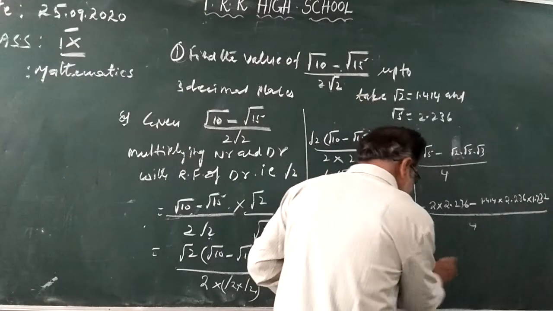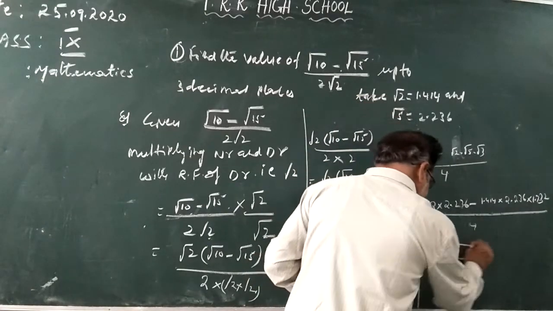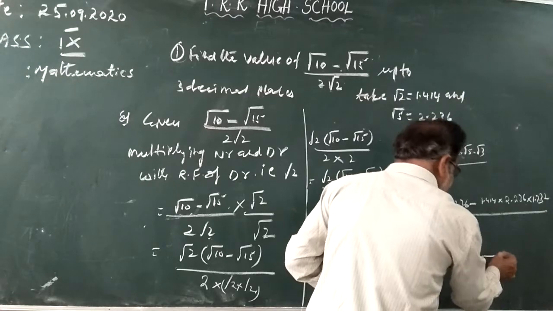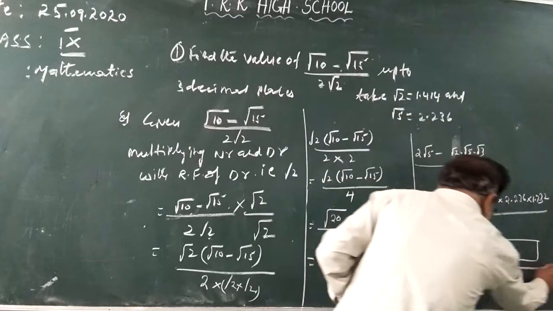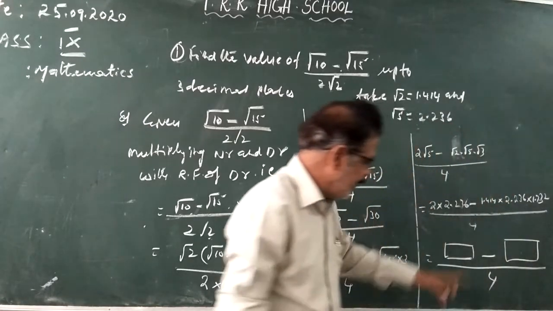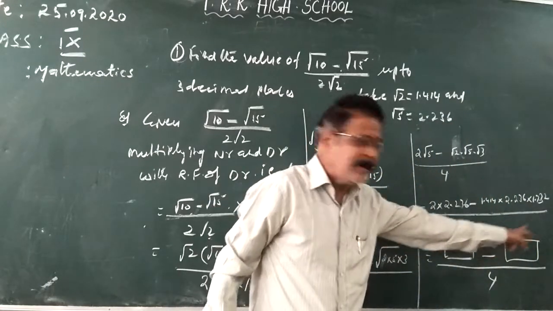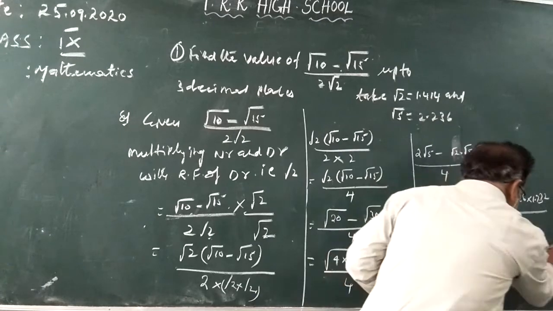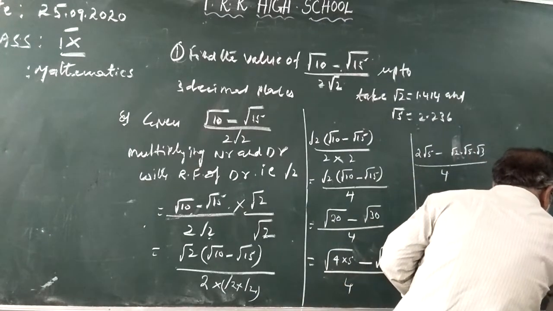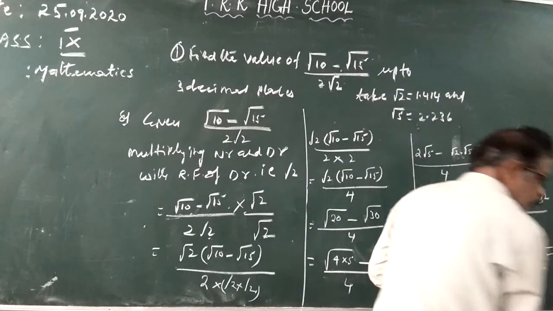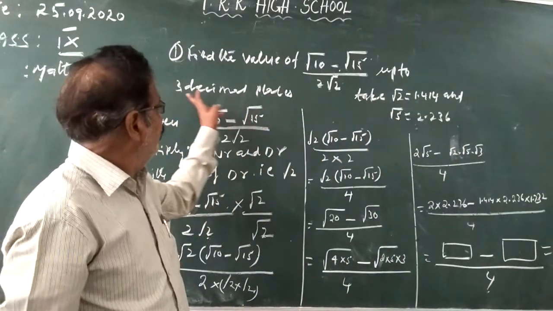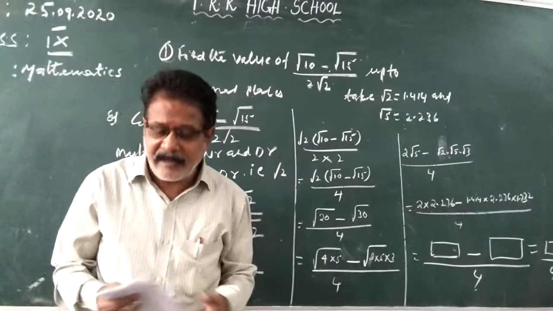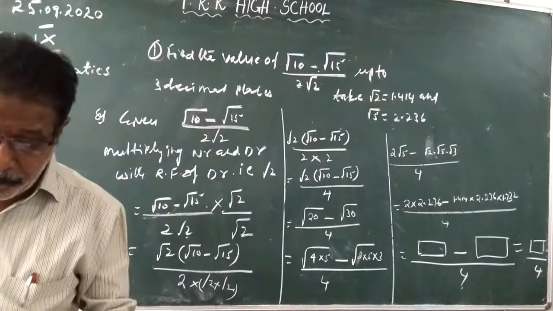So 2 into 2.236, write down the answer here in this box. Next, write the product of these three in this box. Then this answer minus this answer, and divide the result by 4. That should be done up to 3 decimal places. That is the answer. I hope you understand the problem, children.